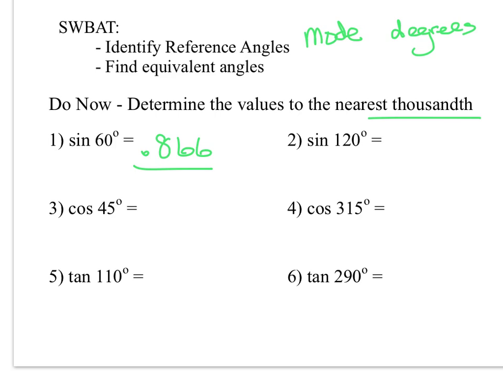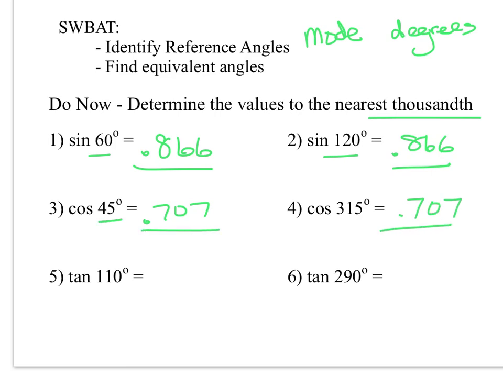Okay? So then the sine of 120 is 0.866. That's interesting. Two different numbers, same answer. Cosine of 45, 0.707. Cosine of 315, 0.707. Same answer, two different angles. Tangent of 110, negative 2.747. Tangent of 290, negative 2.747. So that's a really interesting concept.